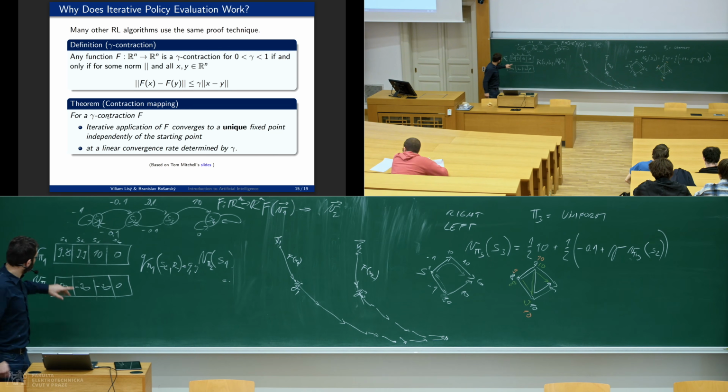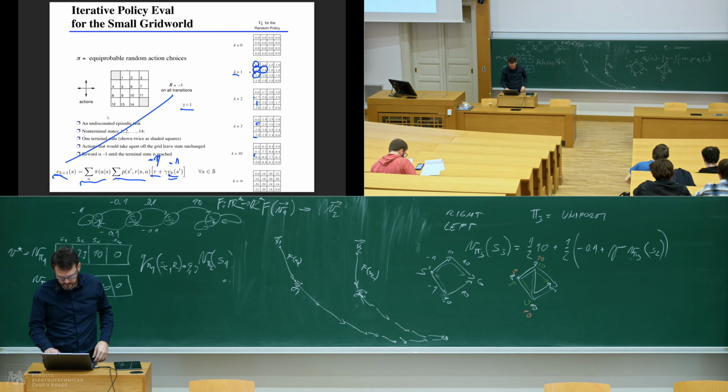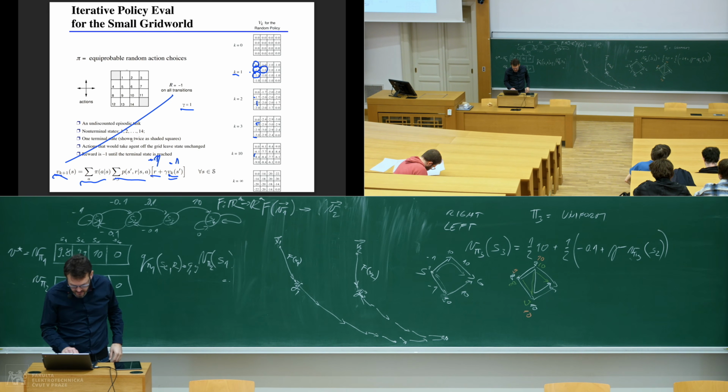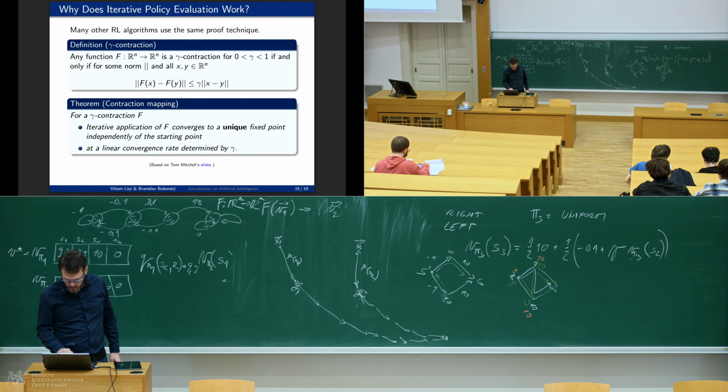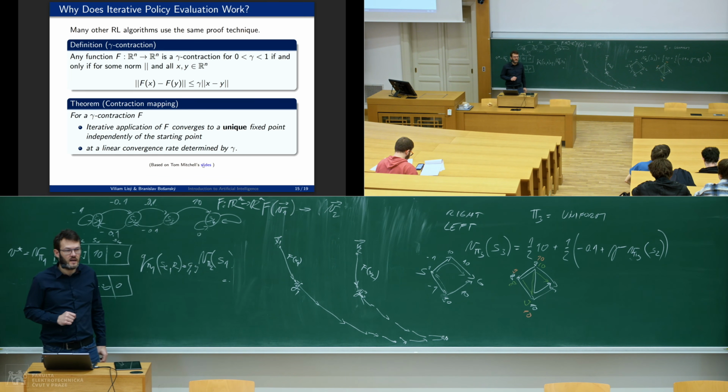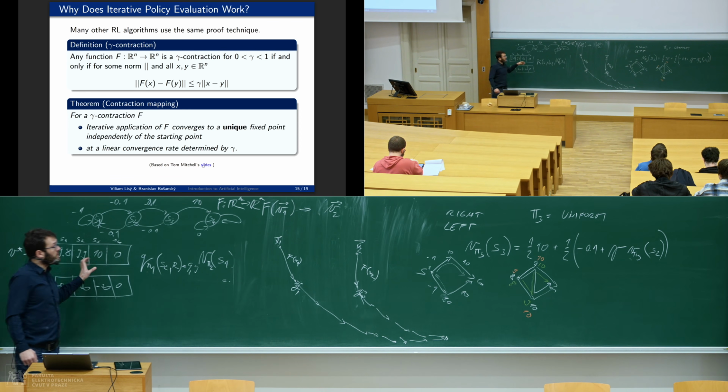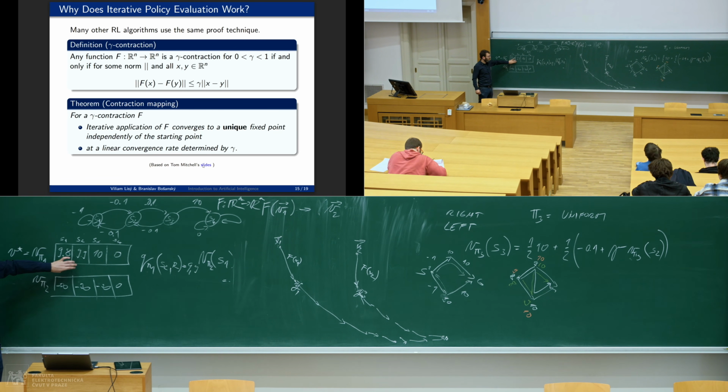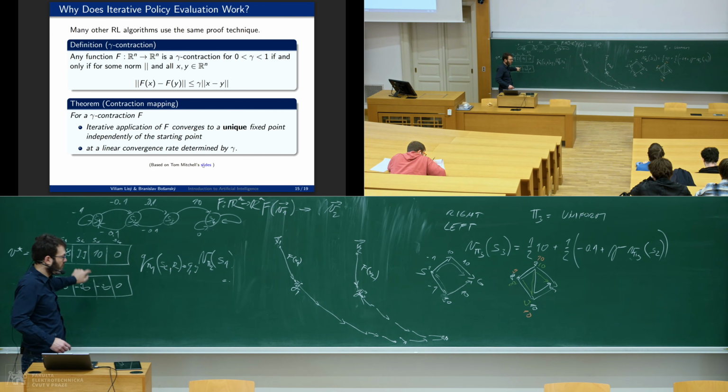And you can prove about this operator, which is just updating the value using this expectation, that it is a gamma contraction. If you are interested in the proof, you can look here into the Tom Mitchell slides. It just takes a norm. You can pick any norm you want. So you take the L infinity norm, and you will show that at least one coordinate will have to come closer. If you take any two inputs to the operator, then in at least one coordinate you will get gamma closer than you were before, after applying the operator on both of them.